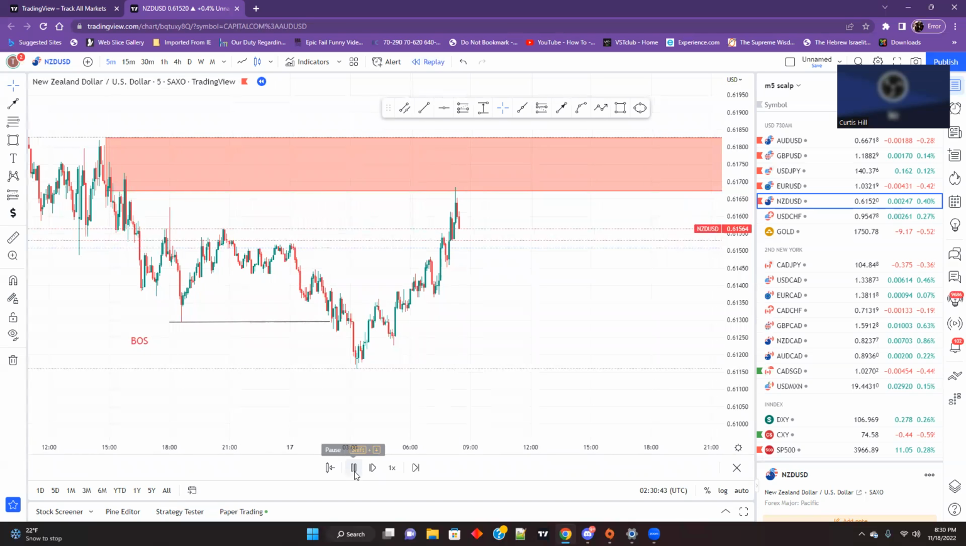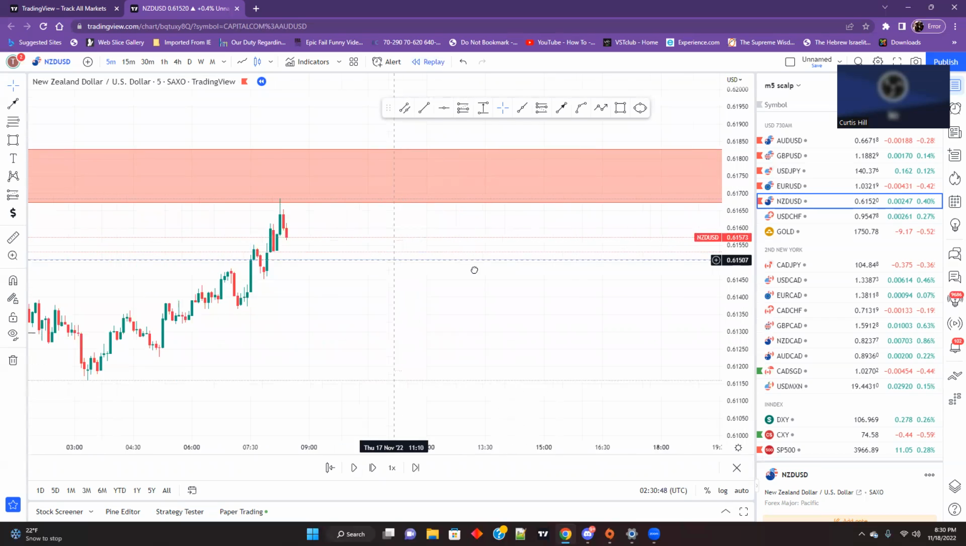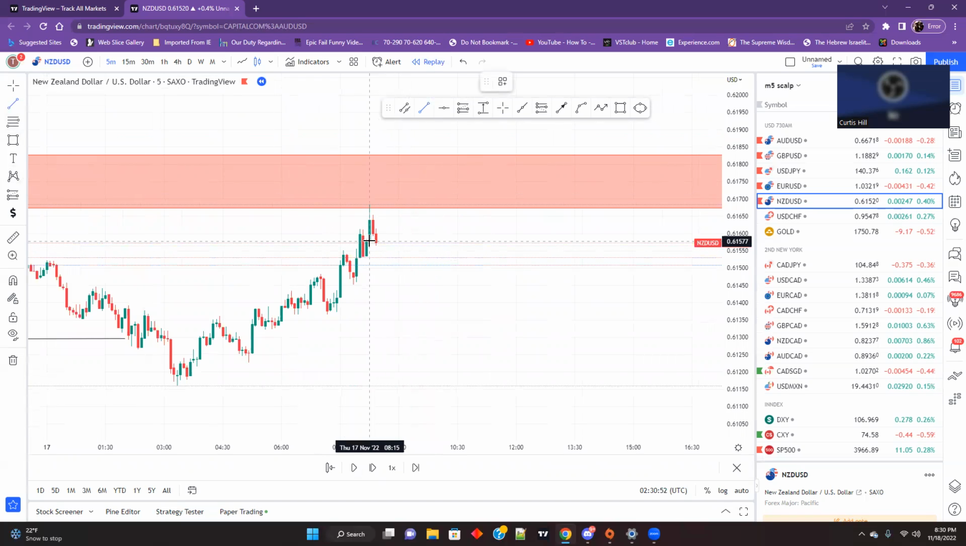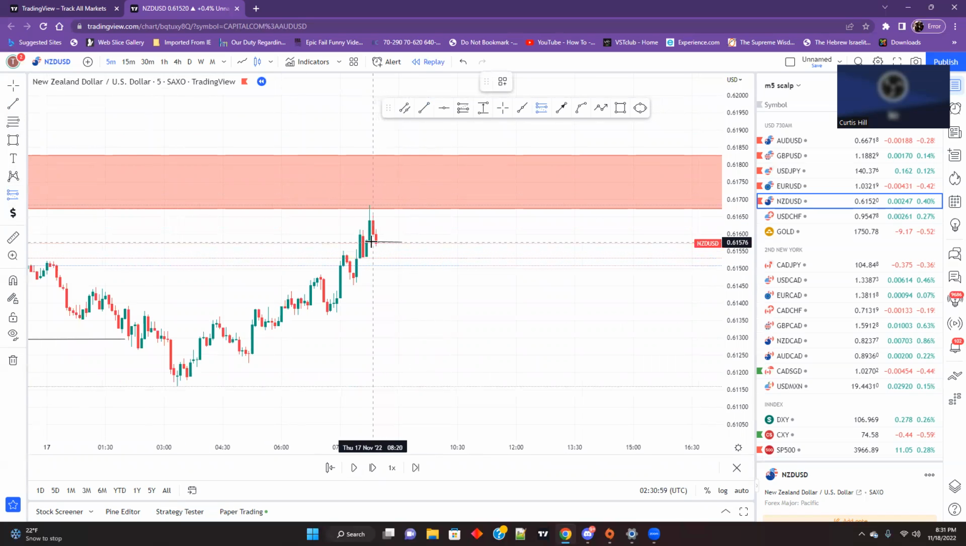So there's the rejection candle. And then this candle closed. As soon as this is the breaker candle right here, the rejection candle gets broken, I'm in. So my entry is right there on the M5.